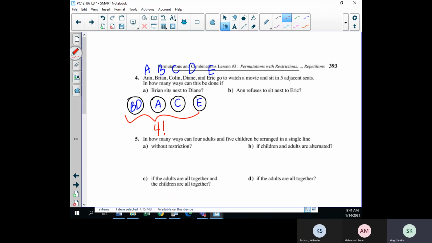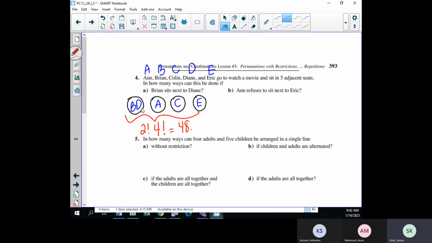And then do you want me to multiply that by something? 2 factorial. Yep, because Brian and Diane are next to each other, but it could be Brian, Diane, or it could be Diane, Brian. It doesn't say, right? So I'm going to multiply that by 2 factorial. So this answer would be 2 factorial times 4 factorial, and that's 48.